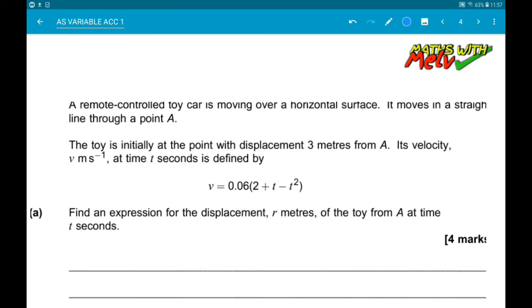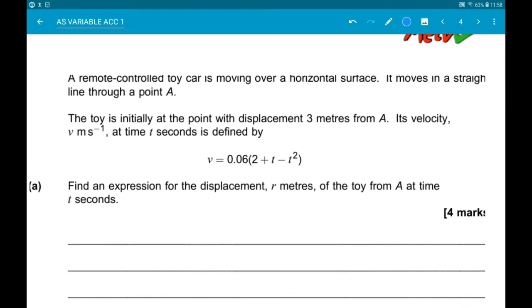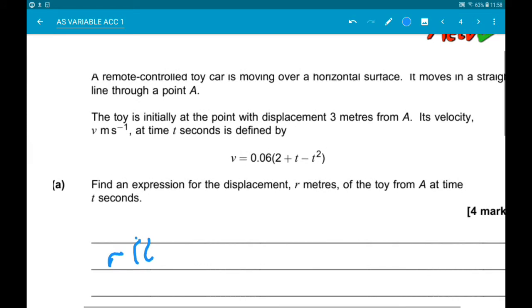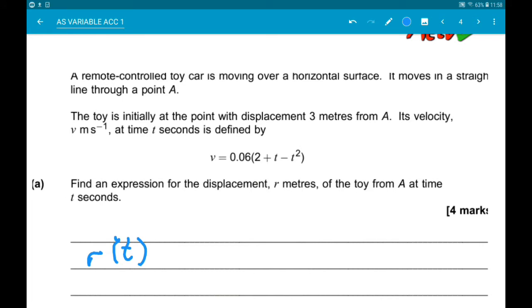Part A wants us to find an expression for the displacement r meters of the toy from point A at time t seconds. Okay, so here we're using r for displacement. Sometimes it's r, sometimes it's s. Make up your minds. Alright, so we know that displacement is the integral of velocity. So r of t is the integral of velocity.